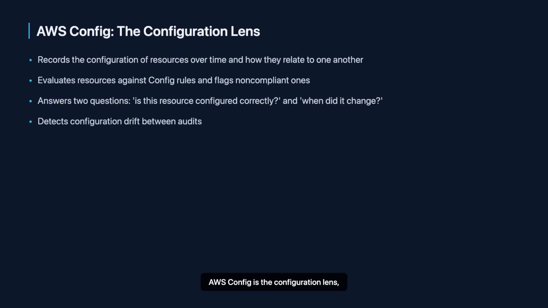Amazon Web Services Config is the configuration lens, and we actually met it back in the Compliance and Control Tower episodes. Config records the configuration of your resources over time, including how they relate to one another, and it evaluates each resource against rules you define, flagging any that are non-compliant. So it answers two scenarios at once. Is this resource configured correctly right now? And when did its configuration change? That second part is the superpower. Config keeps a history, so it detects drift between audits, the slow creep of a setting away from where it should be.